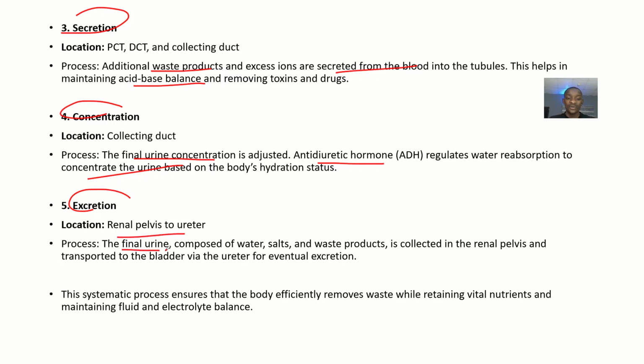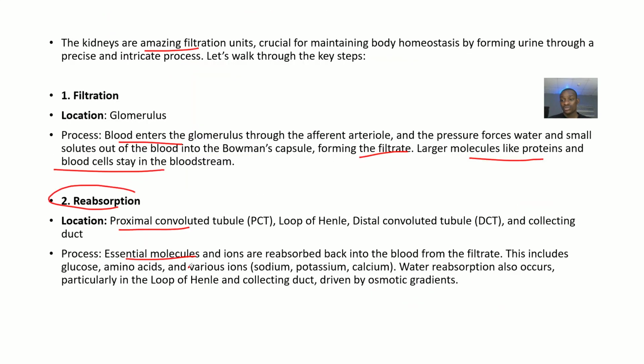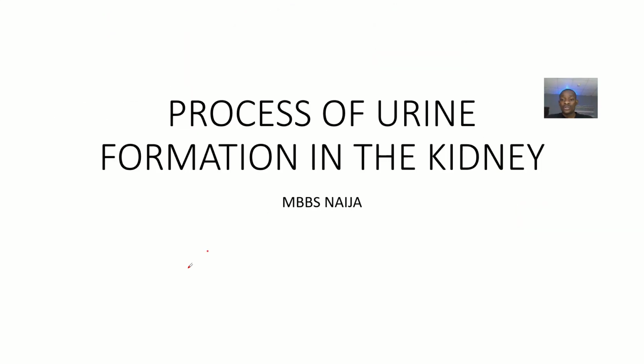The final urine, composed of water, salt, and waste products, is produced in the renal pelvis and transported to the bladder via the ureter for eventual excretion. So this actually talks about the process of urine formation in the kidney.